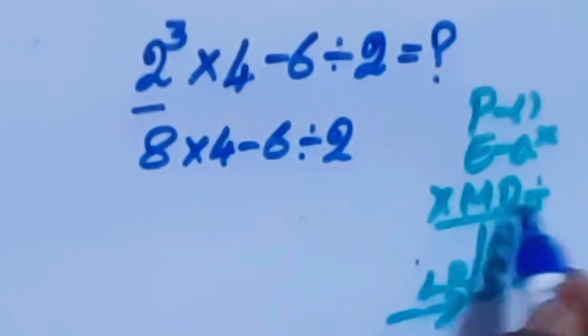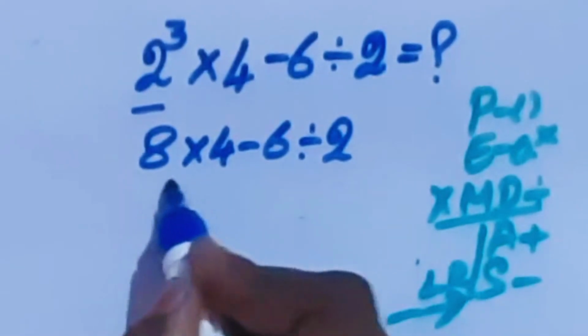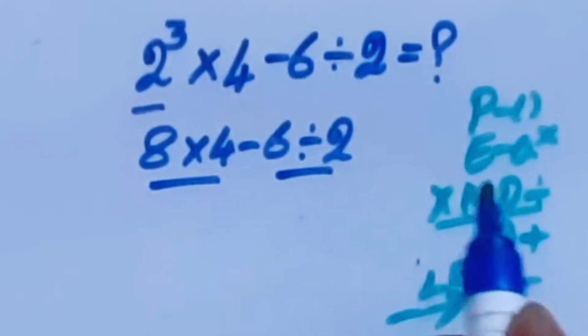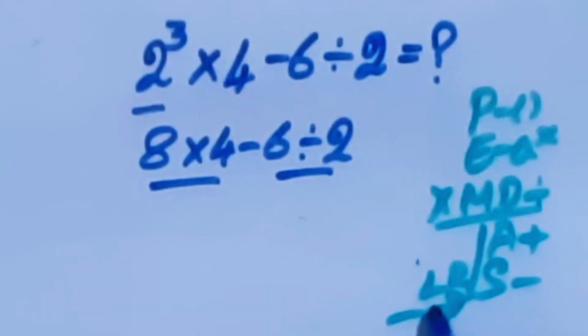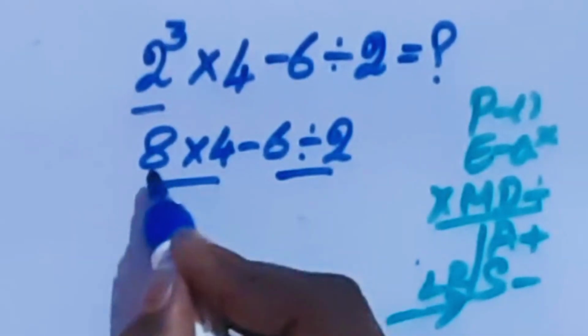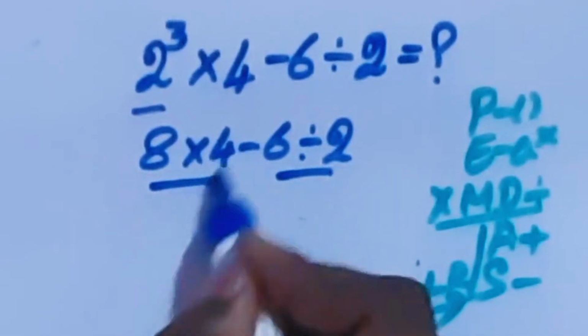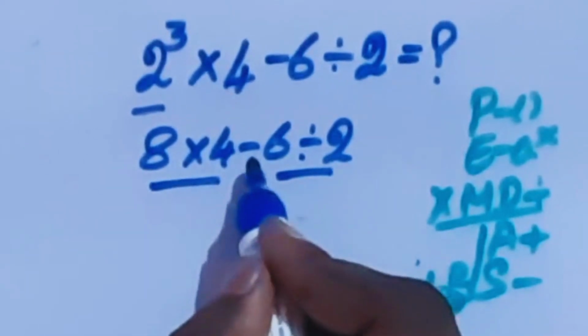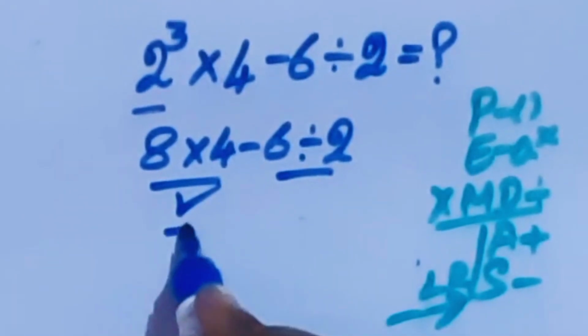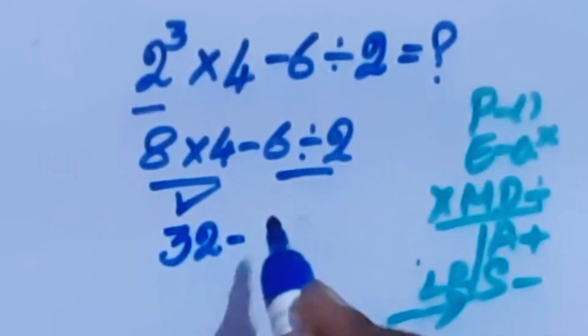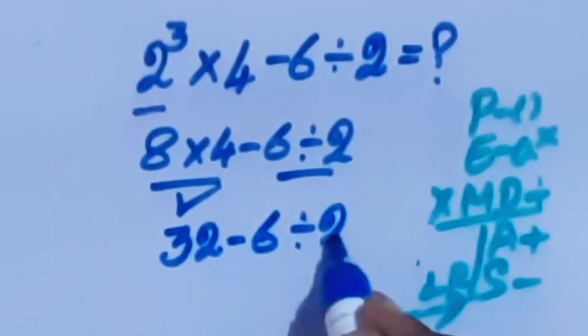Next priority is multiplication and division. Here we have multiplication and division, and both are equal priority. For equal priority we have introduced this left to right rule. Here left to right is this 8 times 4, so we have to do this 8 times 4 before the subtraction and division. Here 8 times 4 is 32 minus 6 divided by 2.